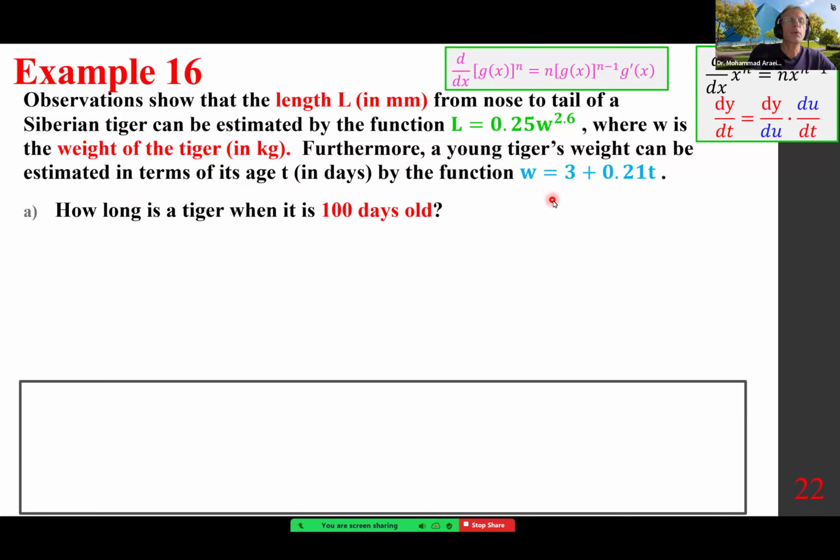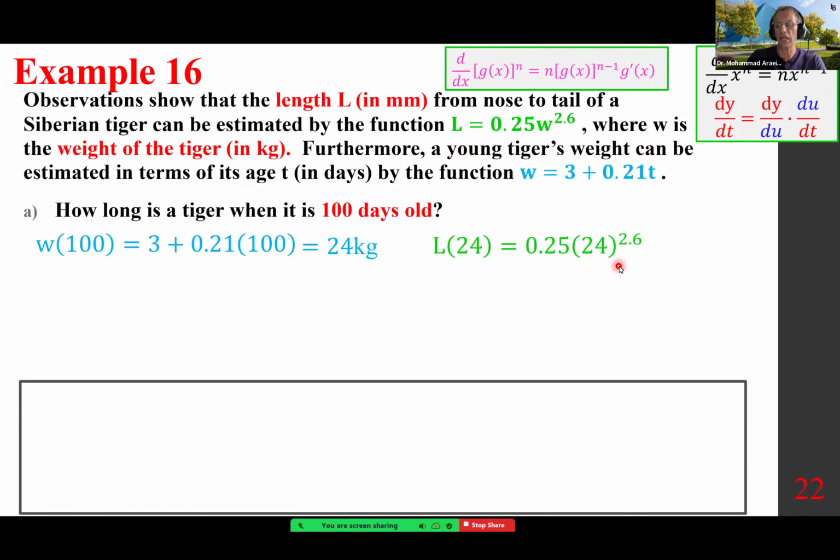All right, so the first part, how long is the tiger when it's 100 days old? It's elementary algebra. You plug in T equals 100 to this formula to find the weight. 21 and 3 add up to 24 kilograms. You put that into the formula for L, replacing the W with 24, you put it into a calculator, and with a bunch of decimals, 969.369 millimeters, reminding everybody 1000 millimeters is 1 meter, so it's close to 1 meter. So the first part is elementary algebra.